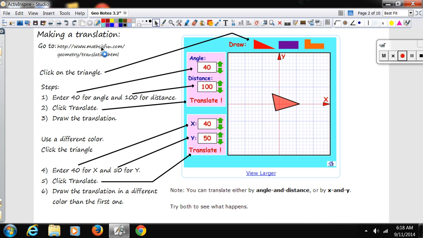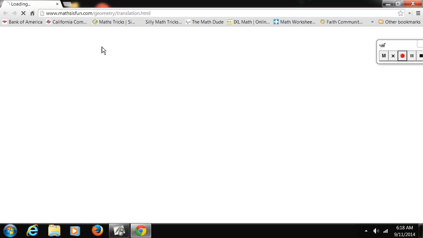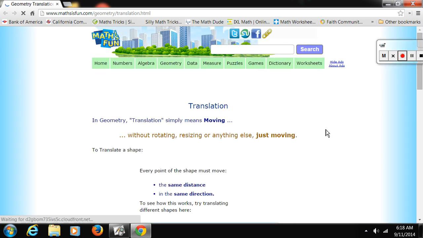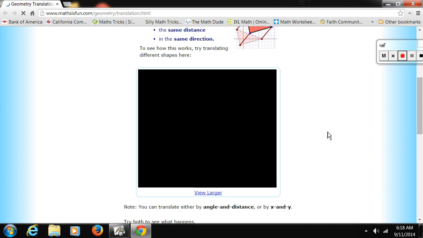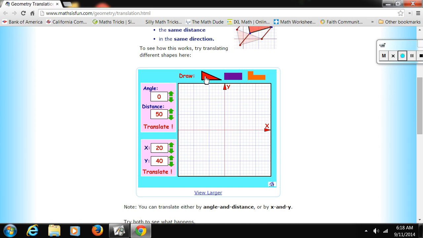All right, so if you could go to that website, you should play with it a little bit. And so let's let this come up for a second. mathisfun.com. See the little thing here. I'm going to click on the red triangle first. Puts it right in the middle. And I'm going to change the angle to 40. And I change the distance to 100. And then I'm going to hit translate. And you're going to see where it's going to go.